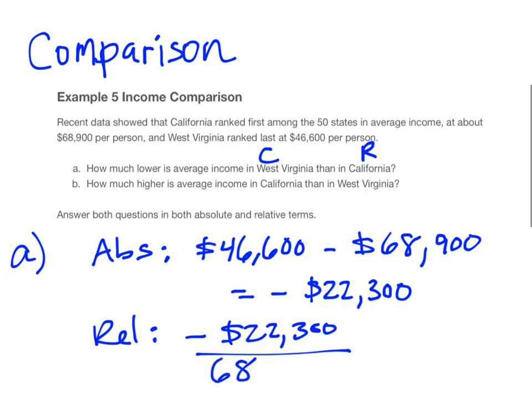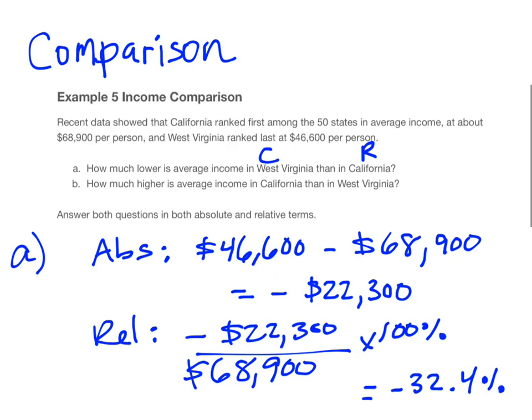Okay, so 68,900, and then we'll multiply by 100% to make this a percent. Okay, and that's about negative 32.4%. All right, so we can say that West Virginia's average income is about 32.4% lower than California's.